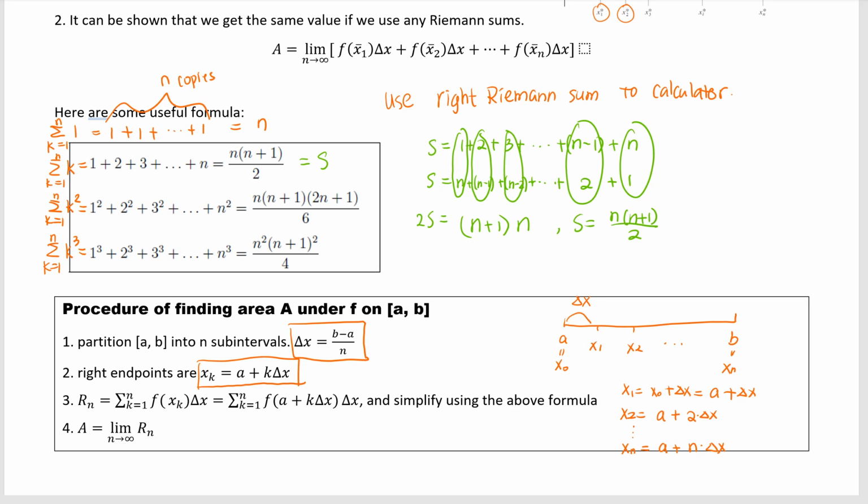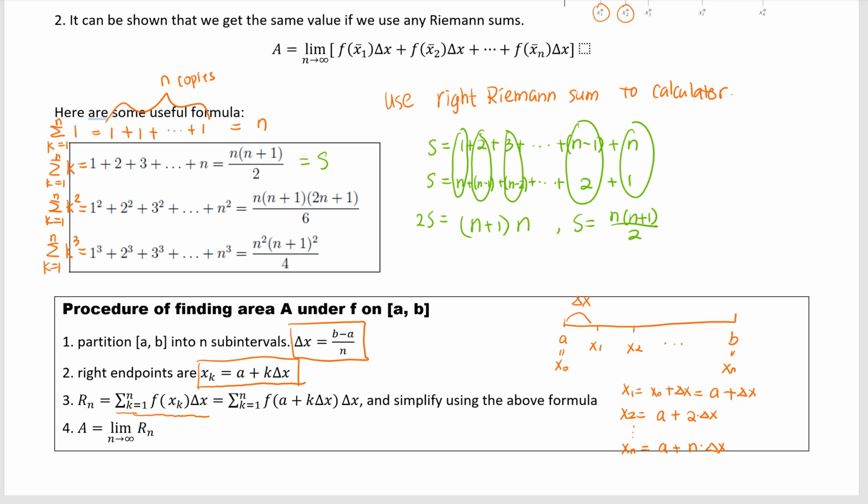That is the second step. The third step, the right Riemann sum, is the sum of the area of the rectangles. What's the area of the rectangles? Height times width. Okay, well, what's the height? f of x sub k. x sub k is, using the formula in part 2, a plus k times change of x. Okay, and then we plug it in, and then we can expand it using the formula of f.